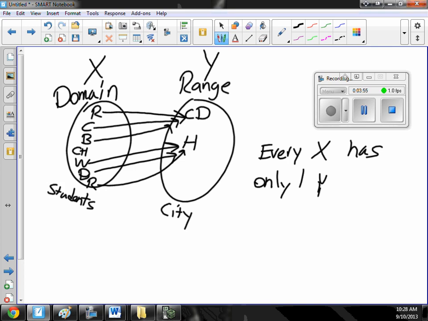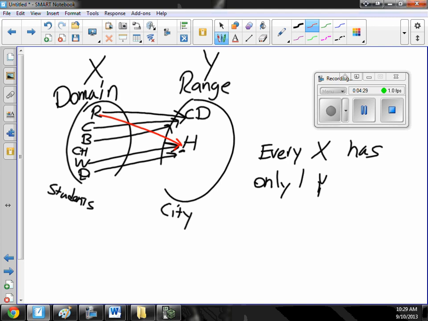Can there be y values that have multiple x's? Can there be cities with lots of people living in them? Yeah, that's legal. And we see that here. We have 3 kids that live in Castledale and 2 kids that live in Huntington. This Reagan line doesn't actually exist. But the minute you start to attach one person to 2 cities, it ceases to be a function. So the rule for a function is for every x, there's one y.